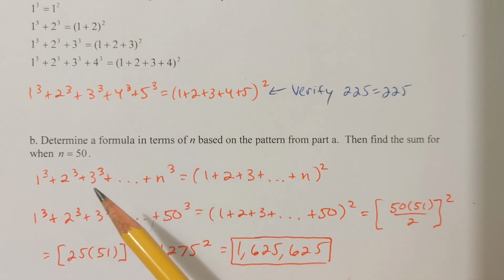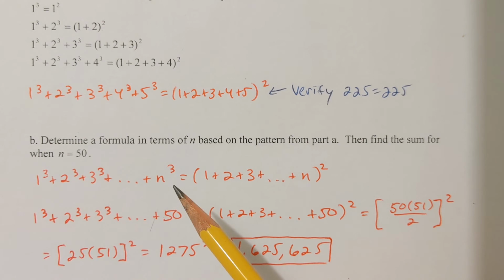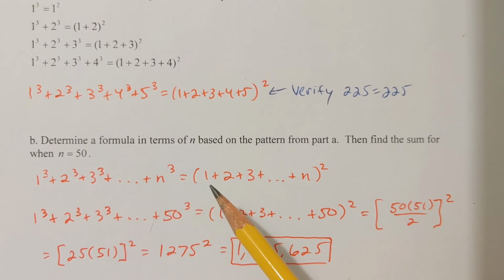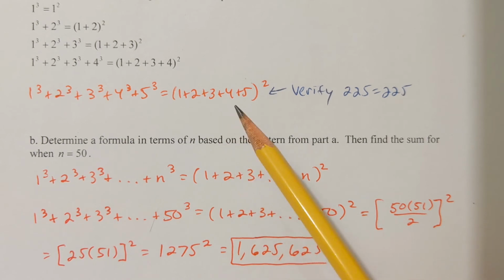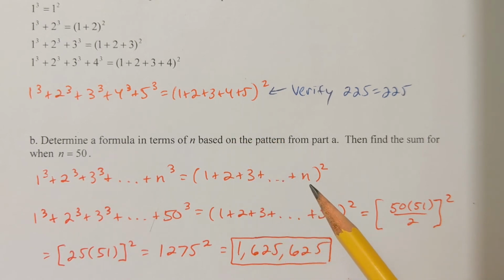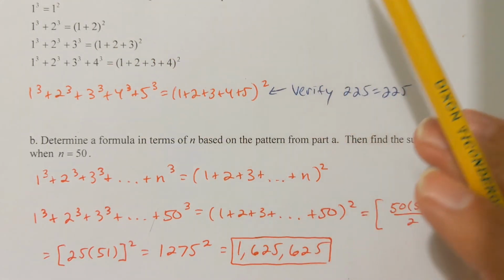So if I take 1 cubed plus 2 cubed plus 3 cubed plus 4 cubed plus all the way up to n cubed, n is some number, then that would be equal to 1 plus 2 plus 3 plus 4 plus all the way up to n, squared. Okay, at least based on these equations here.